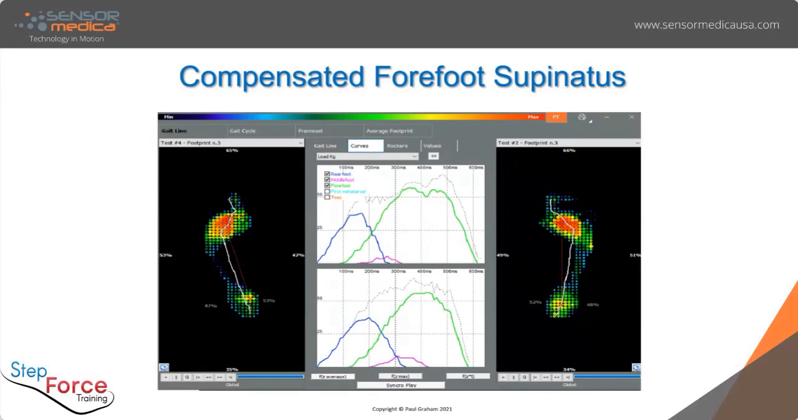Here we see with a compensated forefoot supinatus, the pressure mapping shows the weight traveling from initial contact of the heel straight through this third metatarsal through its MTP joint, moving through the second MTP joint with some slight weight bearing through the first MTP joint, exiting out of the IPJ of the hallux.